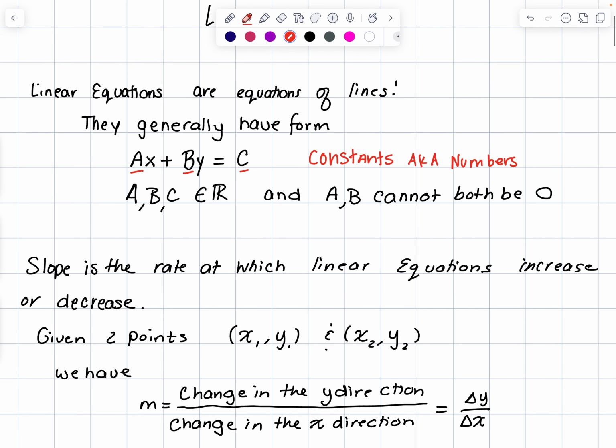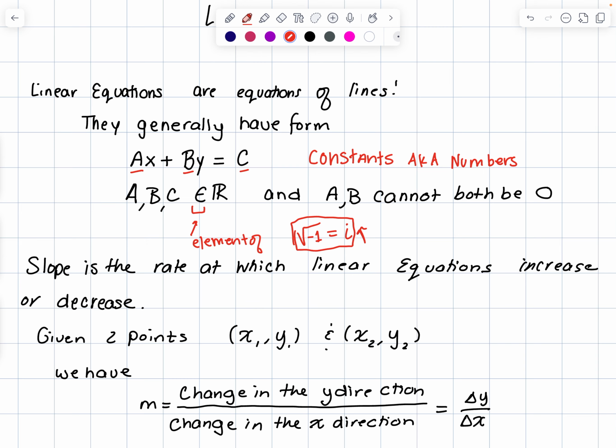Now, this little symbol here means element of. An element of, in set theory, is like a small piece that refers to the giant set. So this is just saying that a, b, and c are real numbers. Remember, there are different kinds of number systems. Real numbers are numbers that we can write that don't involve the square root of -1, which is i.